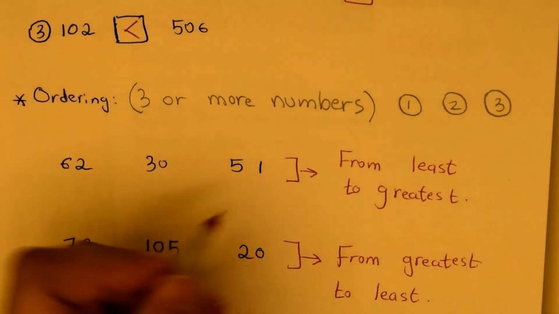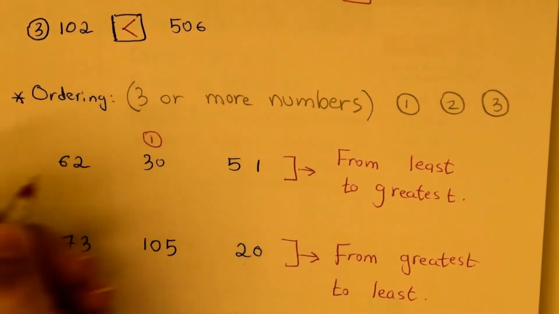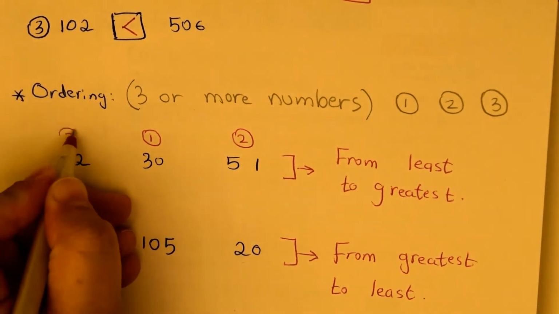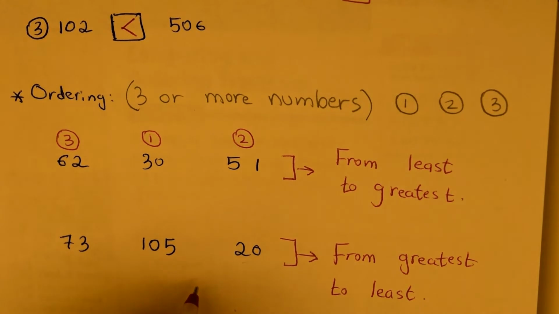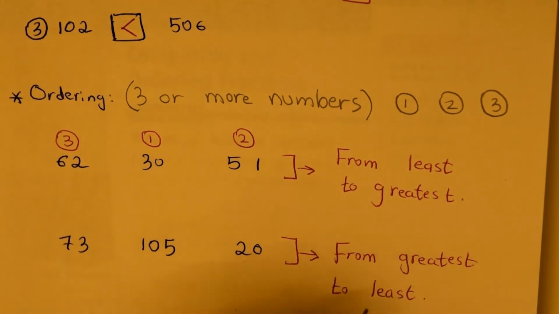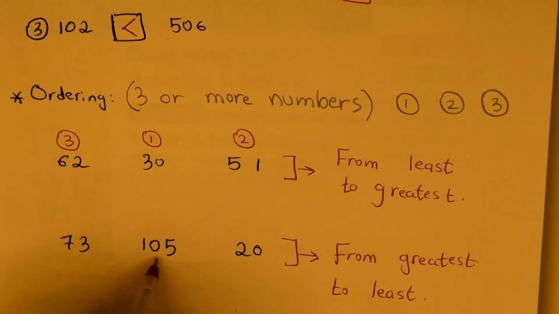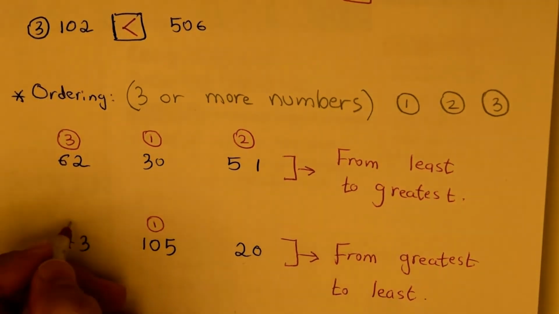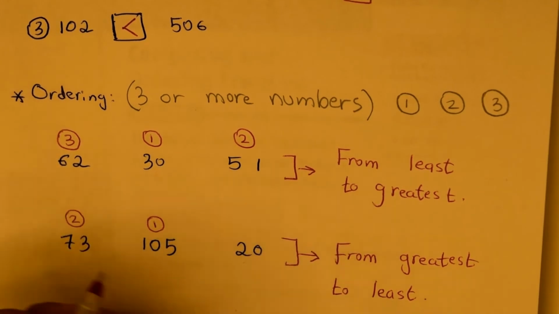62, 30, or 51. 30 is the smallest. Then 51. Then 62. Here I want you to order from greatest to least. So I have 73, 105, and 20. 105 is the greatest number. Then this is number 1. Then 73. Then 20.